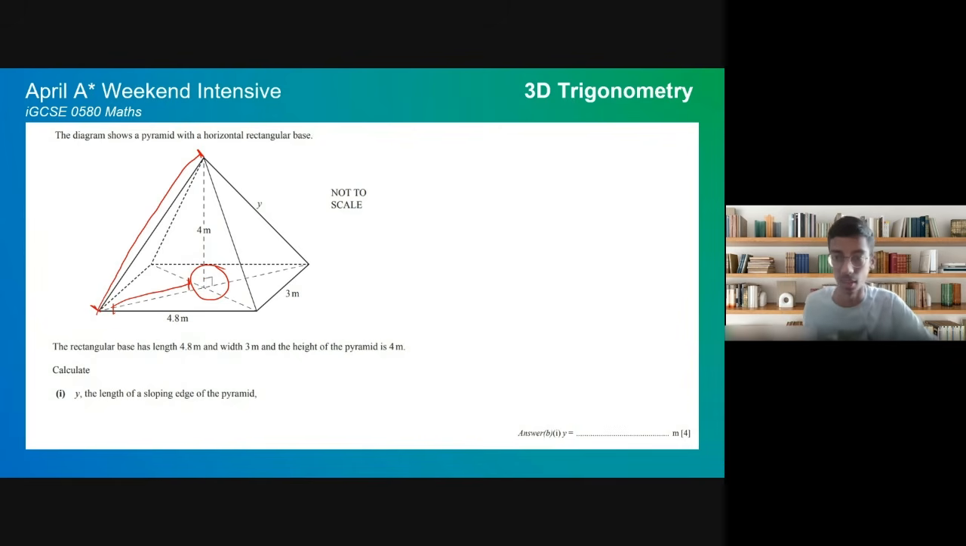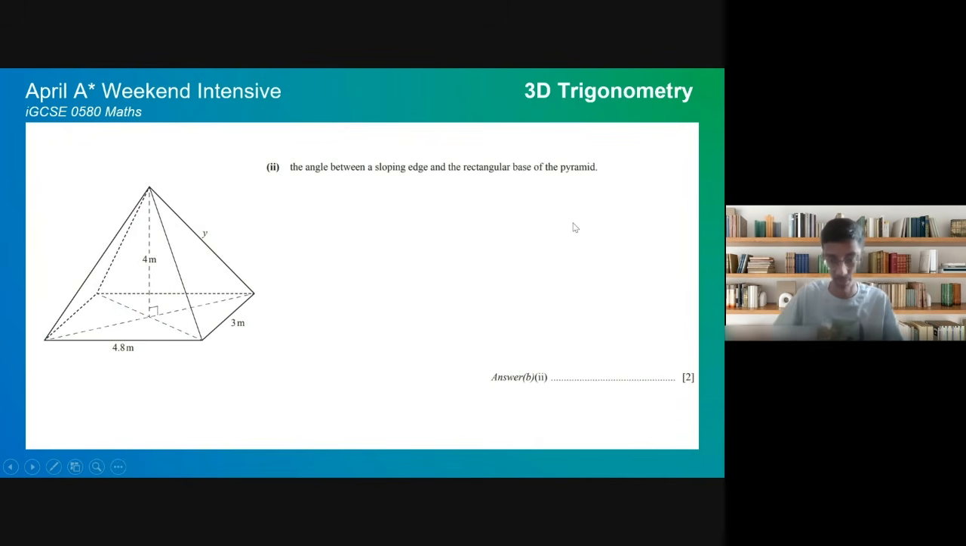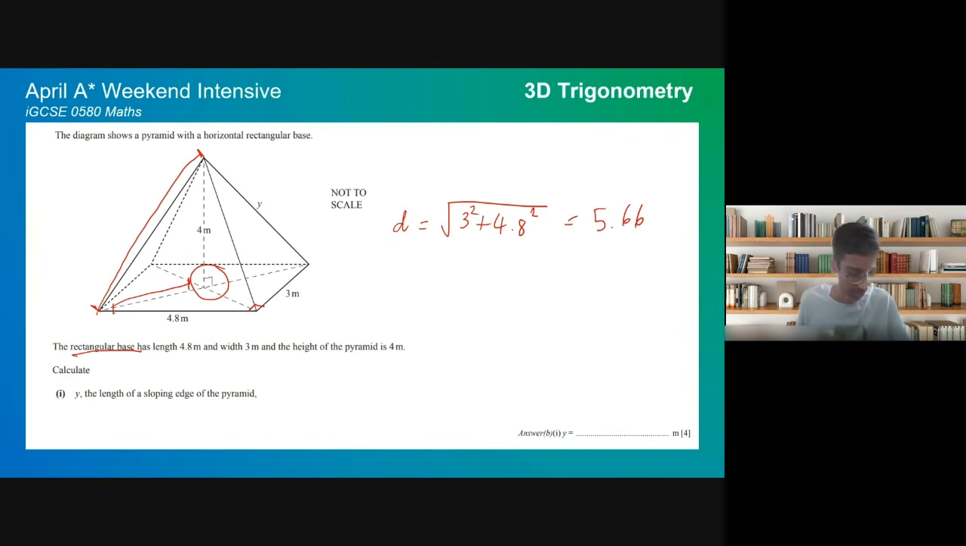Use 3 and 4.8. And how would you use them? You'd use them again in Pythagoras' theorem, right? Because this is a rectangular base. So again, annotate onto it. This is a rectangle, so there's a right angle here. So now we can use the diagonal. The length of the diagonal of the rectangle is equal to the square root of 3 squared plus 4.8 squared. It's about 5.66.